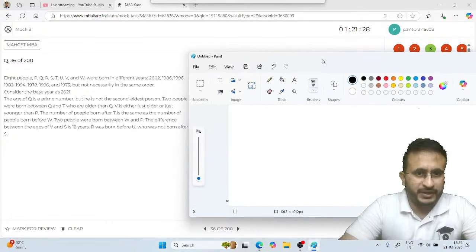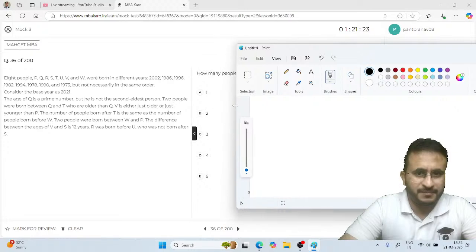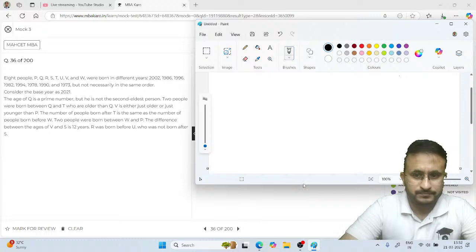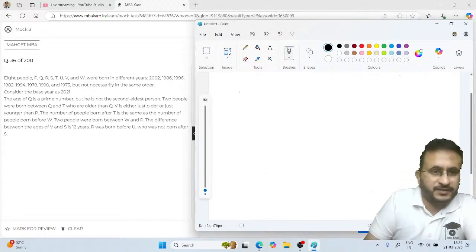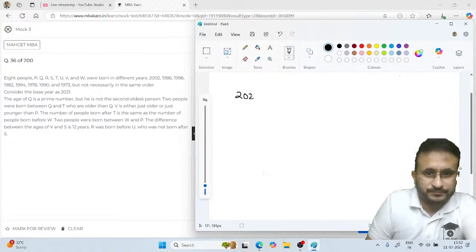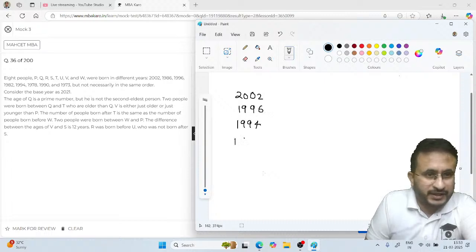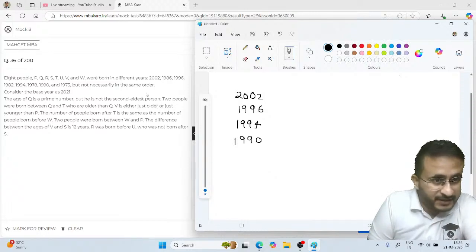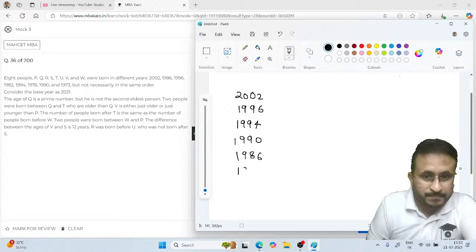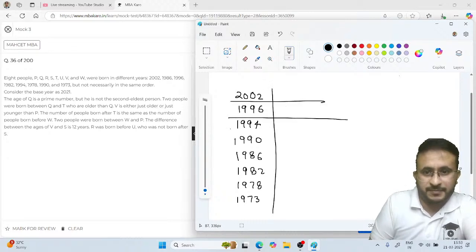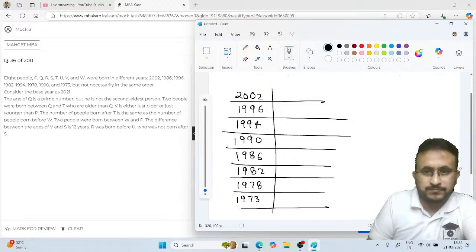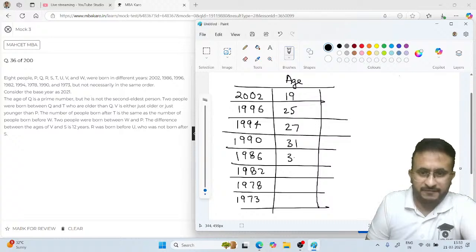Okay, so it says that there are 8 people. They were born in different years, and you have to consider 2021 as the base year and answer these questions. So what we will do is arrange them in the years like this. One year is 2002, 1996, 1994, 1990, right? Then we have 86, 82, 82, and then we have 78 and 73. So इनकी एज लिख देते हैं and the person. So we will subtract from 2021. So this is 19, 25, 27, 31, 35, 39, 43 and 48.